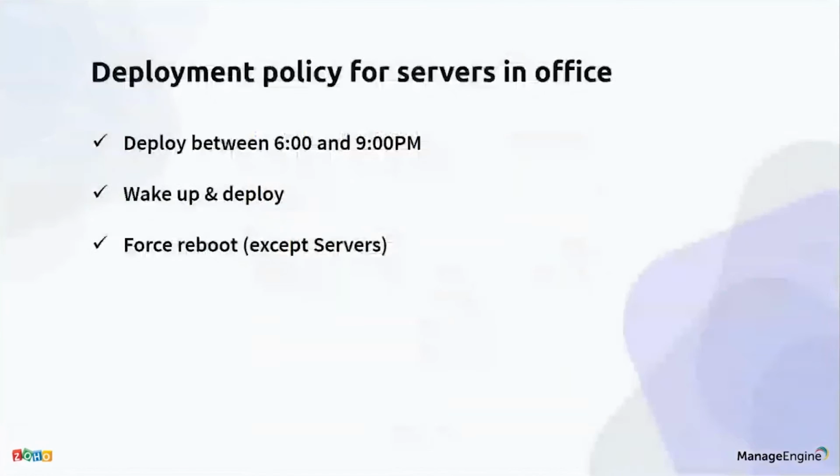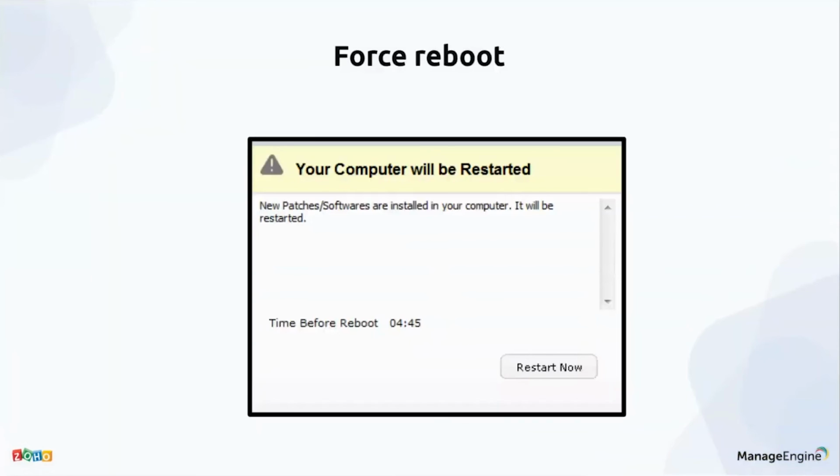And also for the policy for servers, as we discussed earlier, you can also set up a time frame when the deployment should go through. We can wake and deploy the patches if the machine is on LAN. And here is the screenshot of the forced reboot pop-up that appears on the screen. We will be providing a default timeout of 5 minutes before the forced reboot so that the user can save all the work that is open.